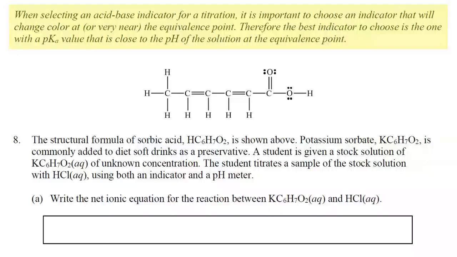All right, this is question 8 in your packet. It says the structural formula of sorbic acid, HC6H7O2, is shown above. Potassium sorbate, which has the formula KC6H7O2, is commonly added to diet soft drinks as a preservative. A student is given a stock solution of potassium sorbate of unknown concentration. The student titrates a sample of the stock solution with hydrochloric acid, HCl, using both an indicator and a pH meter.